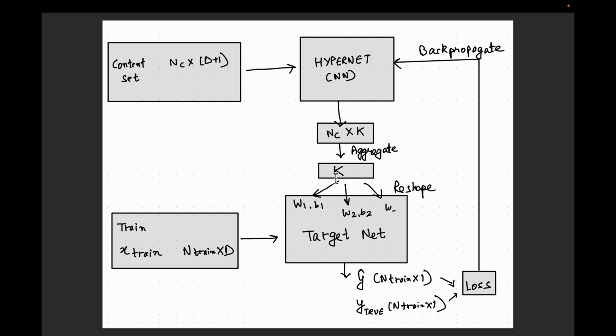Sir, just a doubt: the Hypernet is predicting what the target net should be? Yes, the hypernet is predicting what the target net should be. So think of this as I give you a context at runtime. Let me go back here.